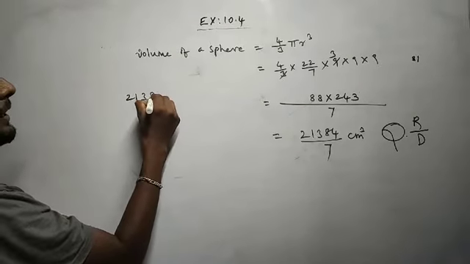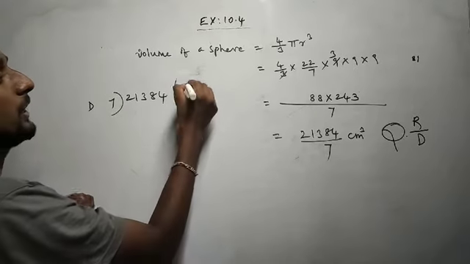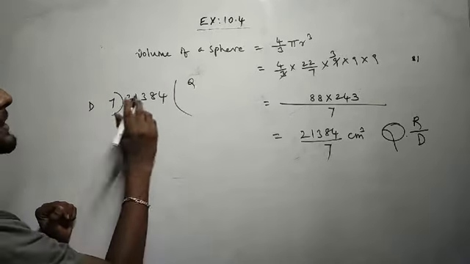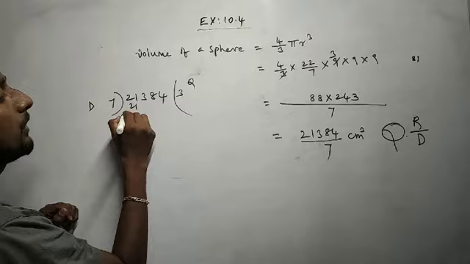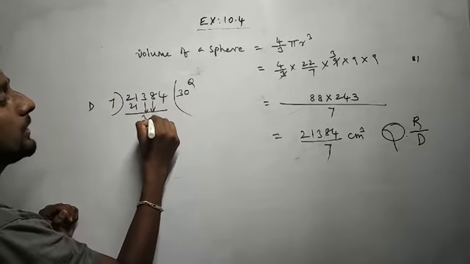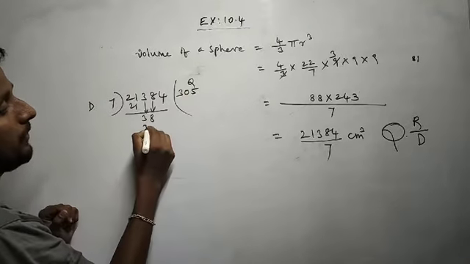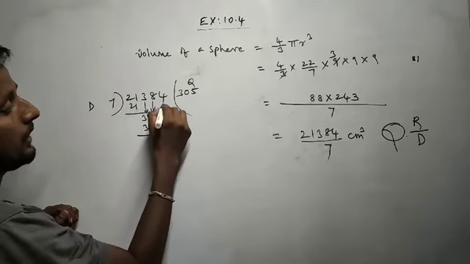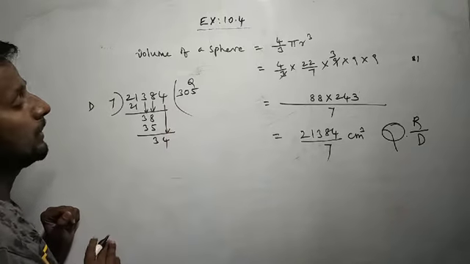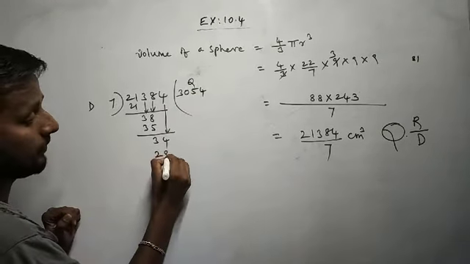21384 divided by 7. 7 threes are 21. Then 3 is not divisible, so 0. We take one more digit, 8. 7 fives are 35, 3 and the next digit 4. Right, 34. So 7 fours are 28.